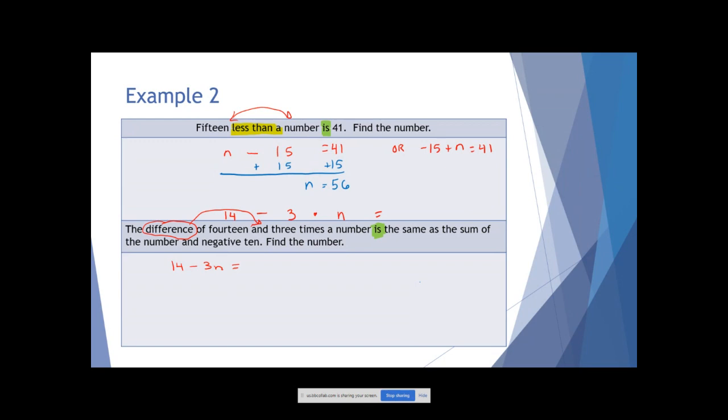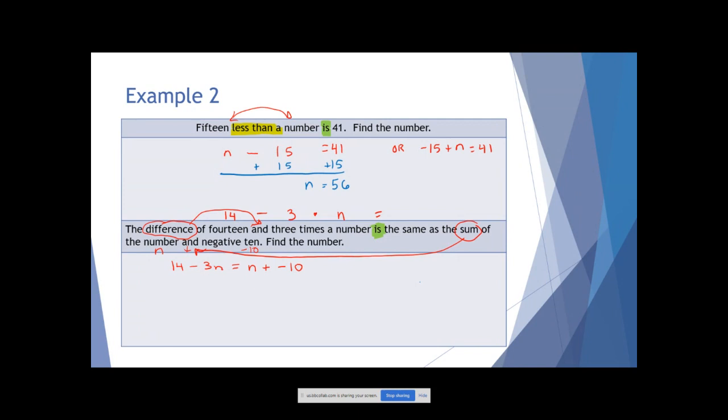Now the right side, after the verb, I've now got the right side of the equation. The same as the sum, and sum means addition, and that sum goes where the "and" word is. It'd be better if I could have fit these all in one line so you could see that. So I'm going to have a plus sign, and the left of the plus sign I have the number, so that's n, and then -10. So that gives me, on the right side of my equation, n plus -10.